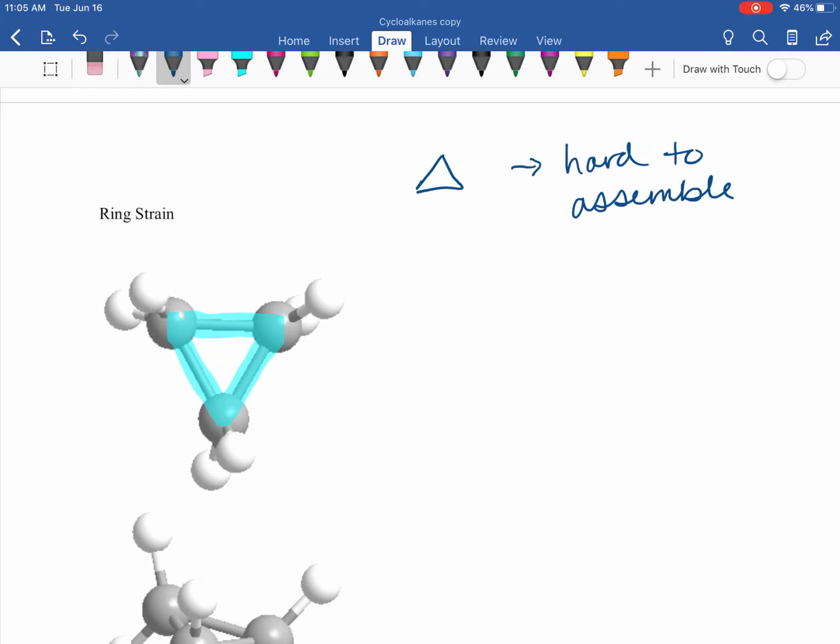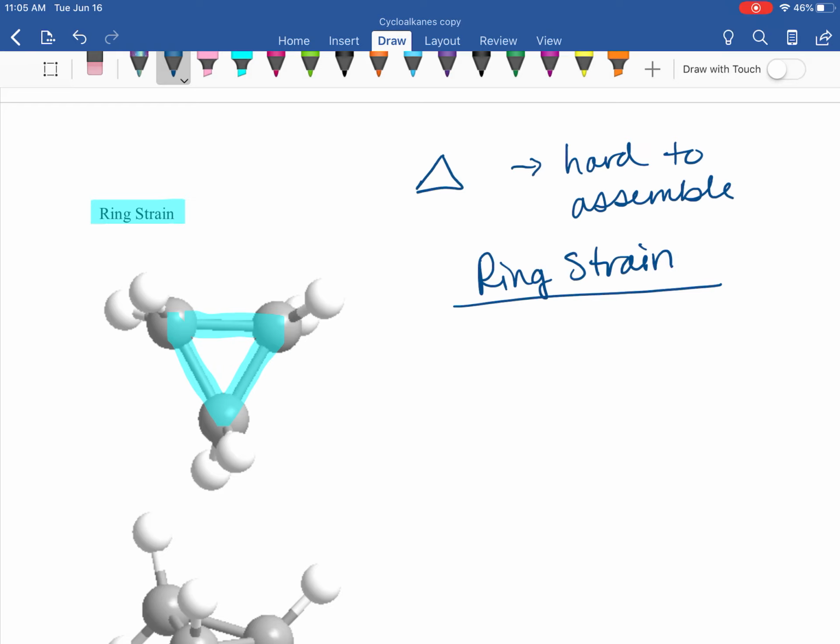What you're literally feeling is something called ring strain. This is our first topic with our cycloalkanes. We're going to hit some vocab here. When you literally try to connect those atoms, it actually feels like you're going to break the model set. And what's happening there is we're feeling this ring strain. And you guessed it, that ring strain takes energy.